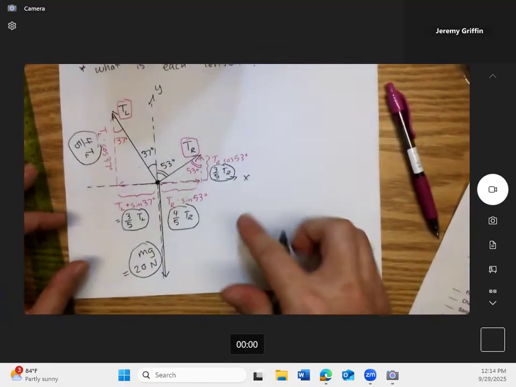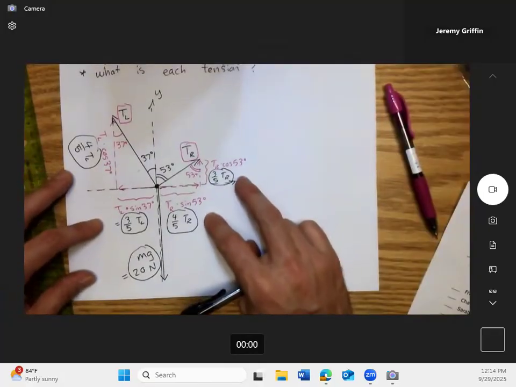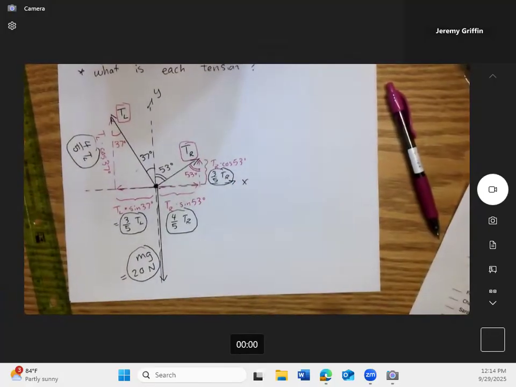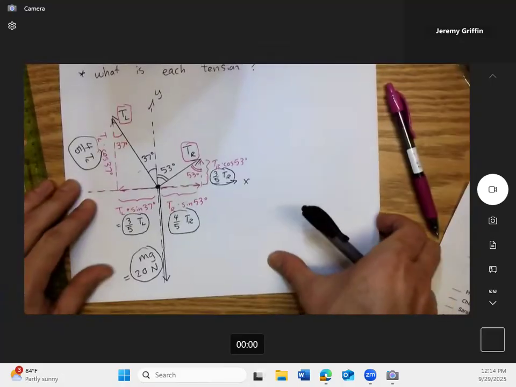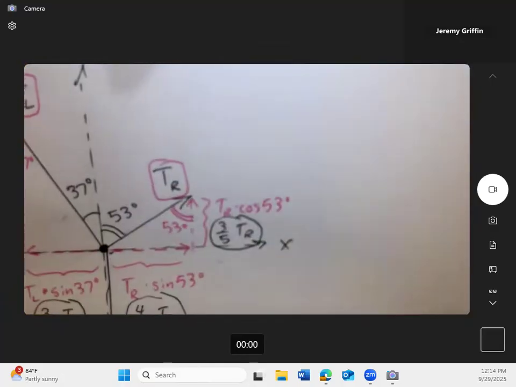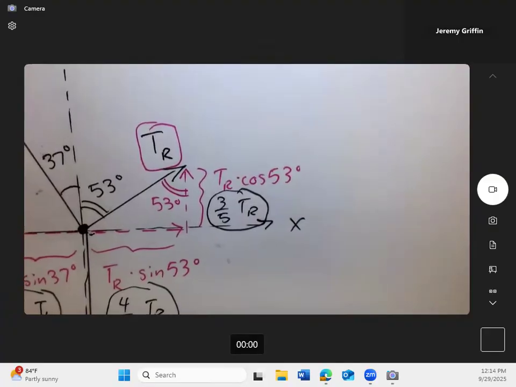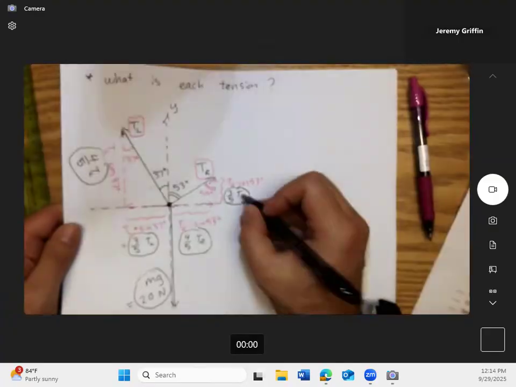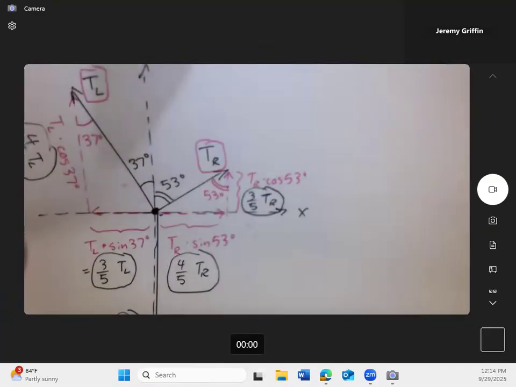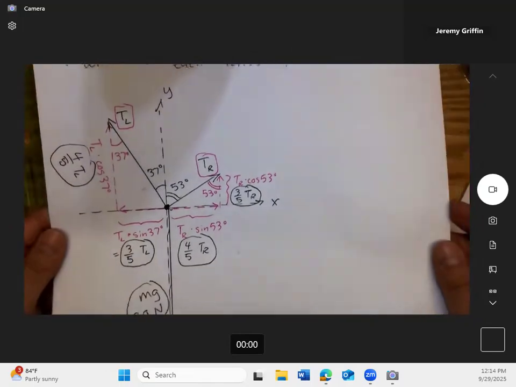Right, so I circled the 5 forces or components that you need to use for your equations. Yeah. What's that value on the right? Is it this? Yeah, that's cosine of 53 degrees, which is 3/5. Yeah, 3/5 times TR. Okay. All right, so you guys got all those.